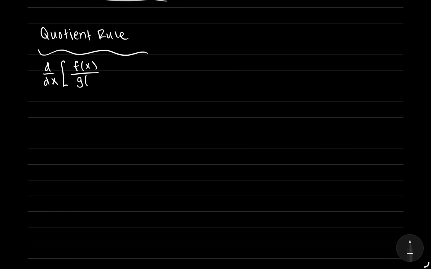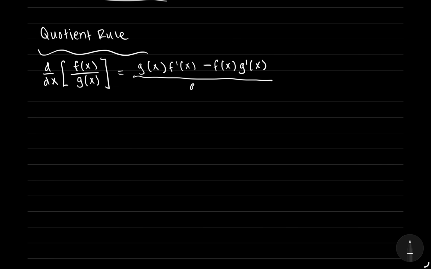Okay, so now we're going to talk about the quotient rule. Quotient rule is very similar to the product rule. Here's the formal definition. So we have d dx of a function that looks like this, f of x over g of x. Okay, so just one function being divided by another. And this is what the rule is going to be. We're going to do g of x times f prime of x minus f of x times g prime of x over g of x squared.